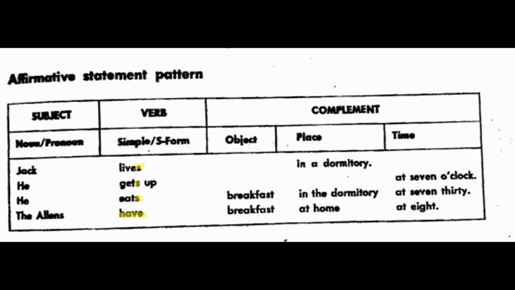Note that we added the S form to lives, gets up, and eats because the subjects are singular. Jack, he. See? But in the case of the Allens, when we have a plural subject, we need to give the simple form of the verb or the abstract form of the verb. الفعل مجرد. The Allens have. ما يصير نقول. You can't say the Allens has.